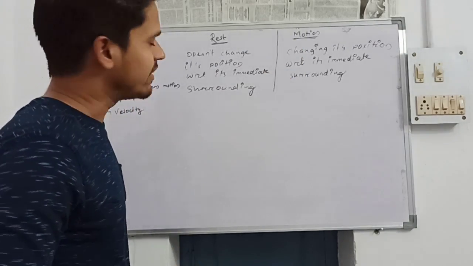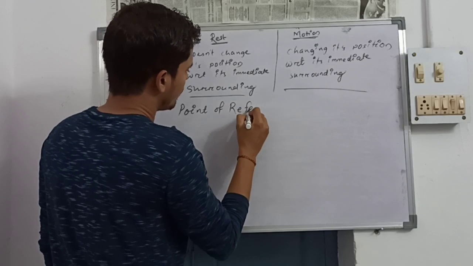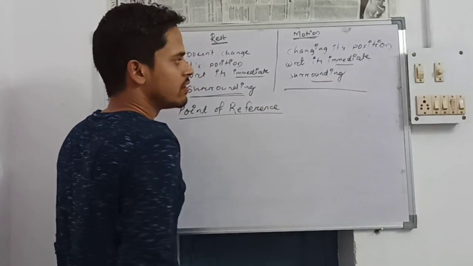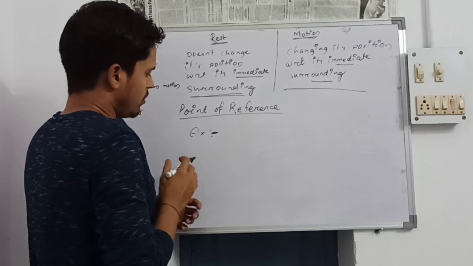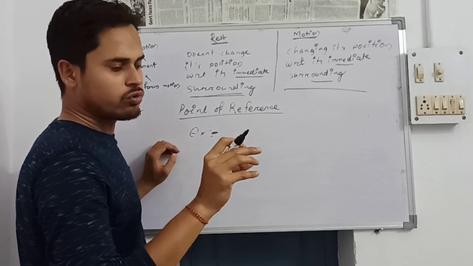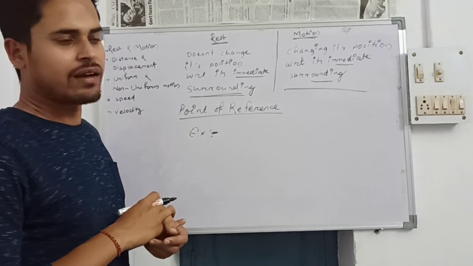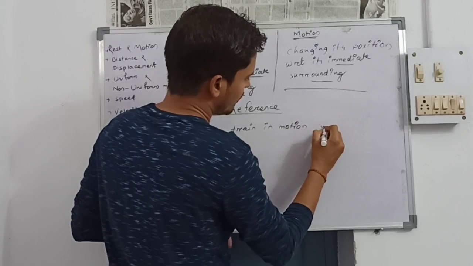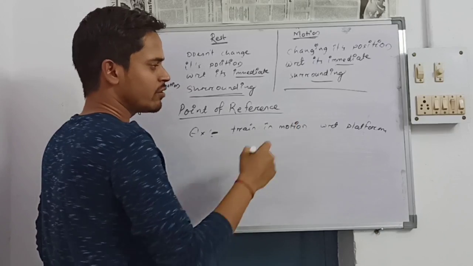In previous classes you have studied this definition. From here we get another concept, that is point of reference. What is this immediate surrounding? You have to take one point of reference. One example: when a train is moving from the platform, you have to take some point of reference to express whether it is at rest or in motion. The train is in motion with respect to the platform.